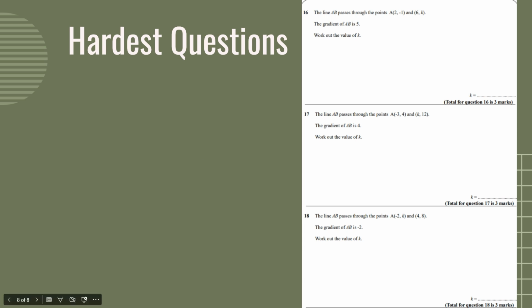So in our first question, the line AB passes through the point A, which is (2, -1), and point B, which is (6, k). The gradient of AB is 5. Work out the value of k.